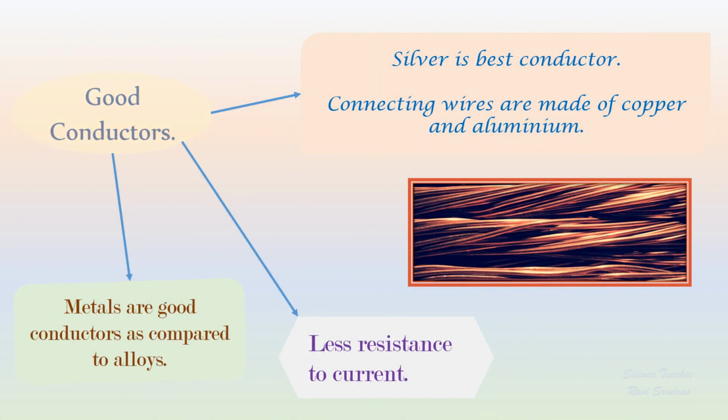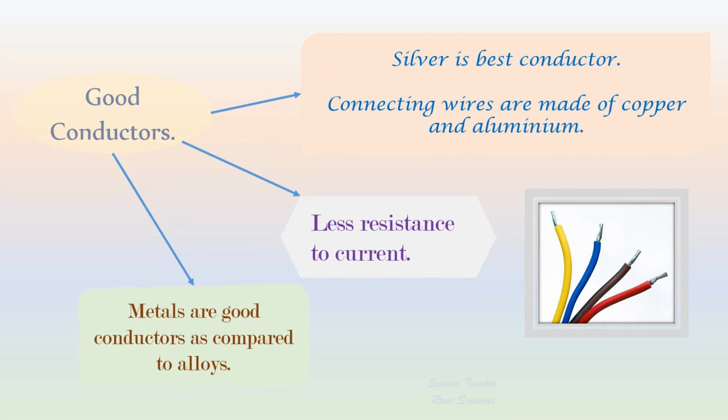Silver has the lowest resistivity and is considered as best conductor. Copper and aluminum are also good conductors of electricity. Copper is relatively less expensive and is used extensively as electrical connecting wire, and aluminum is used in the overhead power cables of grid. The resistivity of metals is very low.